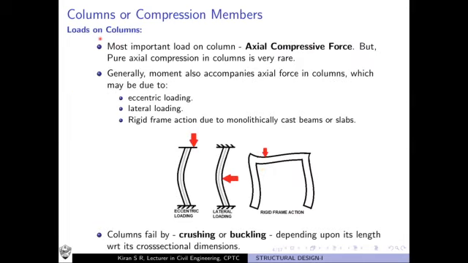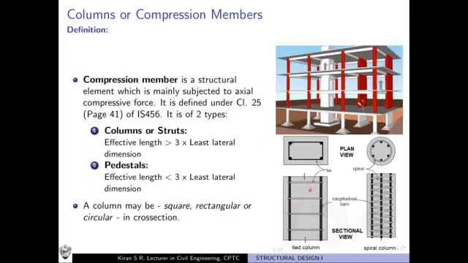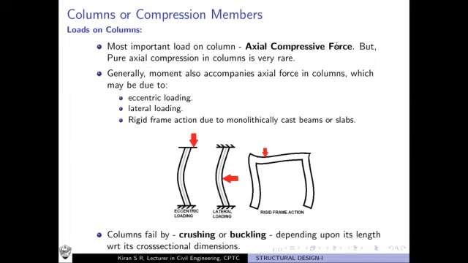What are the possible loads on columns? As we already discussed, columns are basically compression members. The most important force on the column is the axial compressive force. Axial compressive force means if you have a column like this, the force is applied exactly at the centroid. Exactly, the force is passing through the centroid of that cross section.